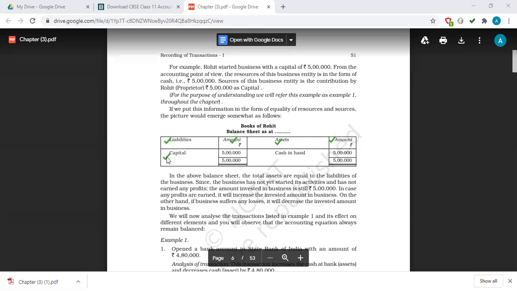Here capital is 5 lakhs. So obviously cash in hand is 5 lakhs. It justifies it. Capital, suppose he has invested cash. Let us see the example. We started business with a capital of 5 lakhs. From the accounting point of view, the resources of the business entity are in the form of cash, 5 lakhs. Source of the business entity, contribution by Rohit, is capital 5 lakhs. So that cash also available to him is 5 lakhs. So it is balanced.